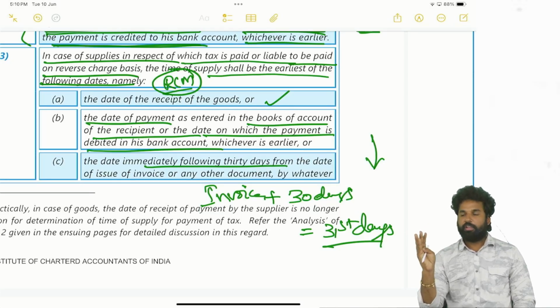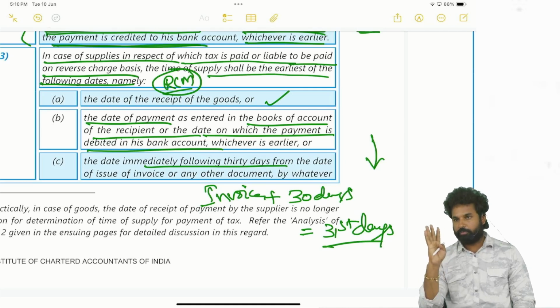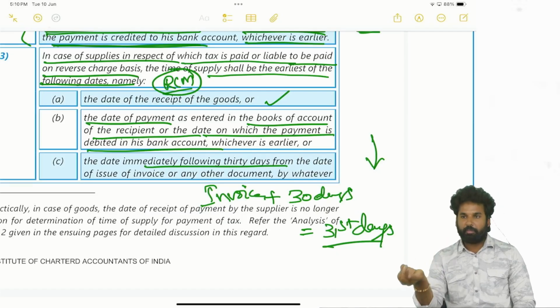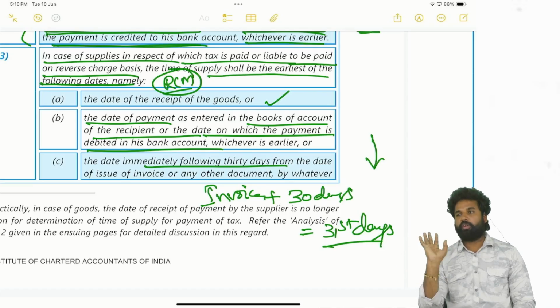That means you should be knowing the date of invoice. So out of these four dates, whichever is the earliest date, that will be the time of supply. So: date of receipt of goods, date of payment as entered in the books of accounts, or date of debit in the bank account, or the 31st day from the date of issue of invoice.